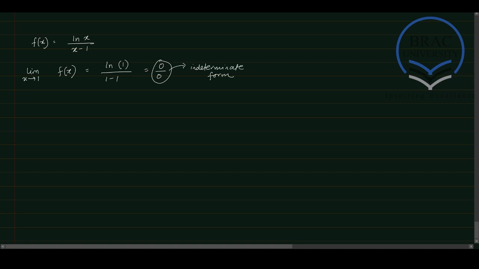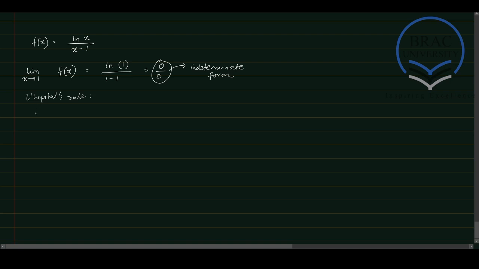The next thing that we need to make sure is that our given function is differentiable at the given limit. You can see from here that at x equals 1, our function is definitely differentiable. So we can go ahead and use L'Hopital's rule now. What L'Hopital's rule says is that we find the derivative of the numerator and the denominator separately.